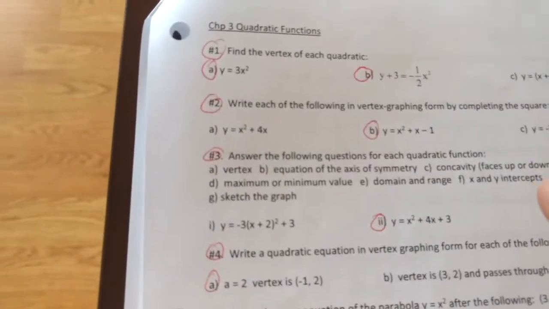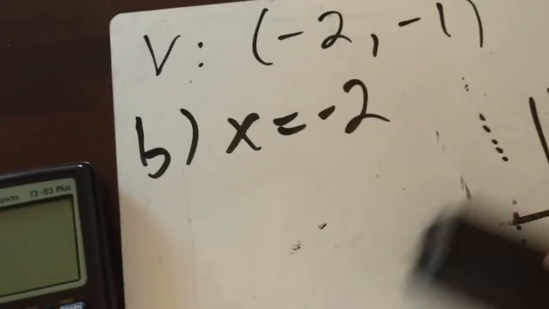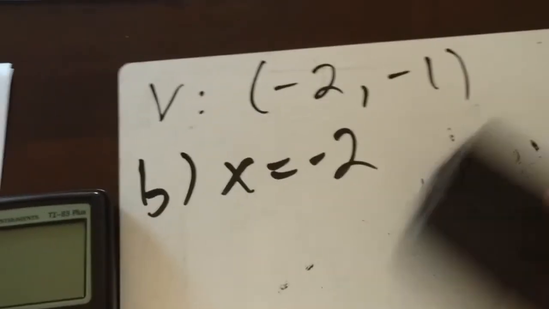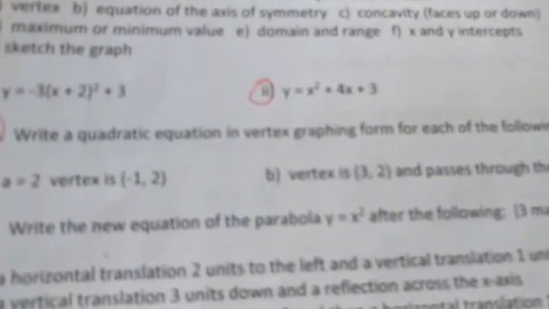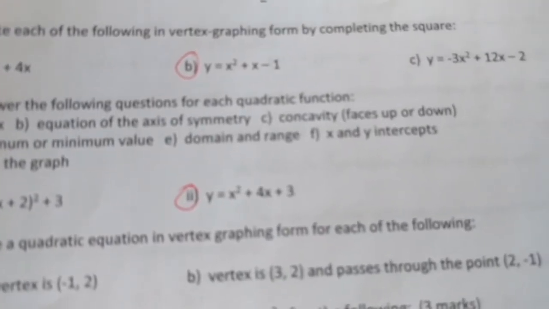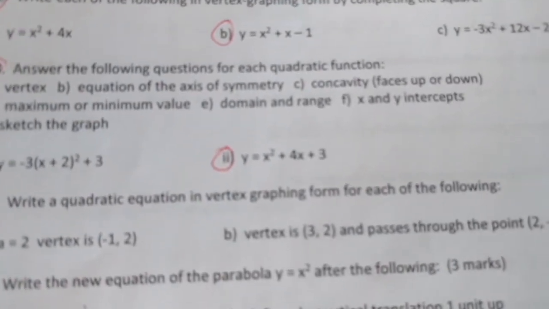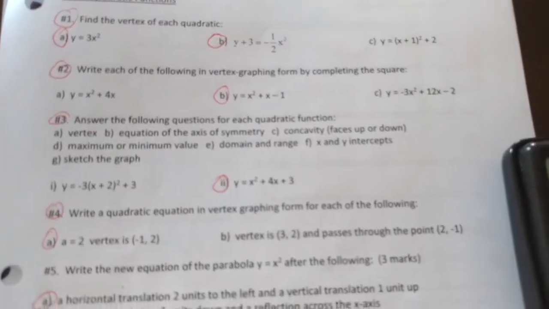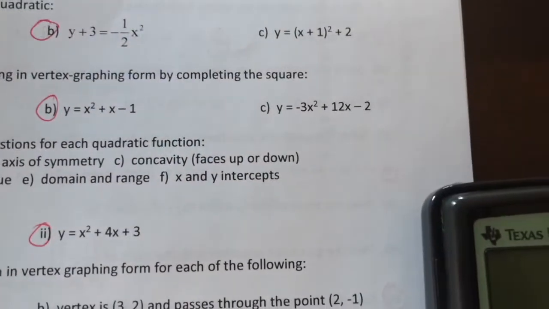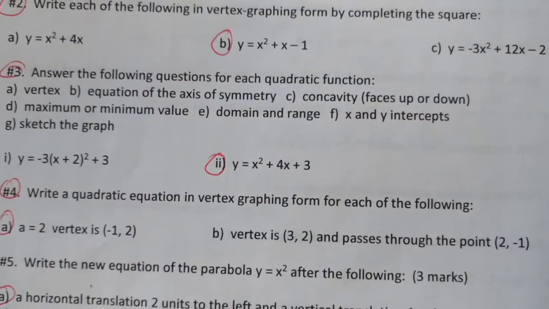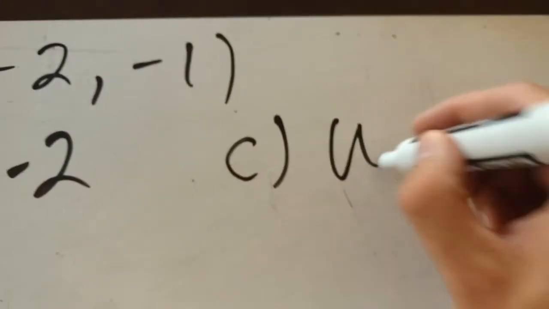X is -2. Part C, concavity, faces up or down. Most of you guys already know how to identify this, but if you don't, well, now's the time to learn. It's not too hard actually. The way to tell if it faces up or down is just to look at the leading coefficient. Look at the number in front of the x squared. Well, in front of the x squared, technically we would just have a +1. Because that number is positive, that's going to tell us it faces up. If the number was negative, it'd be facing down. But because it's +1 in front of the x squared, that means it's facing up. So the answer to C, we'll just put up.